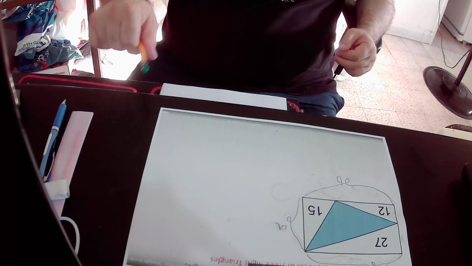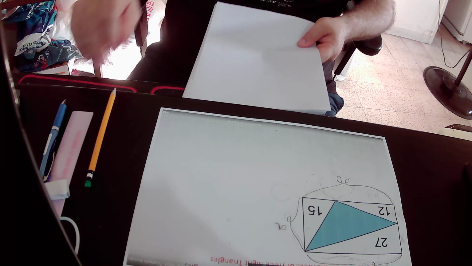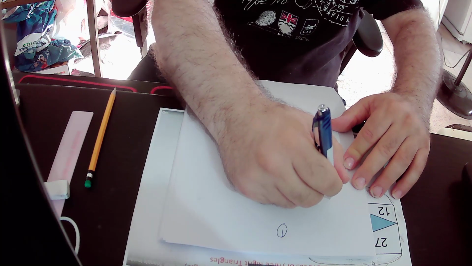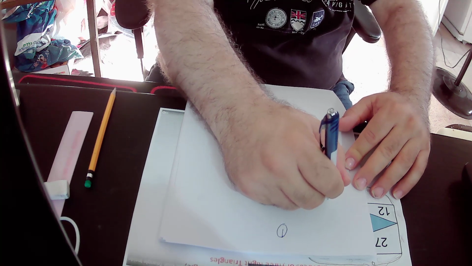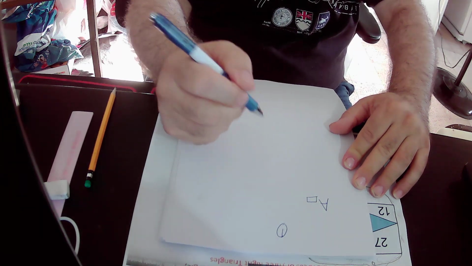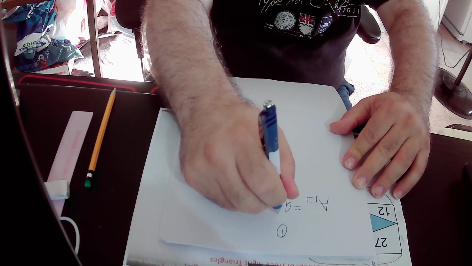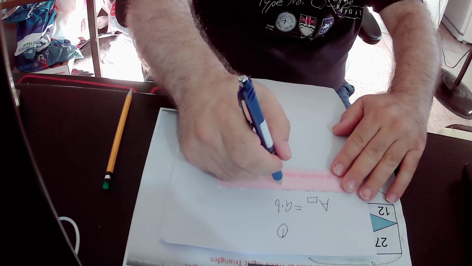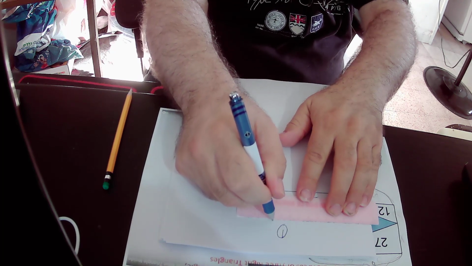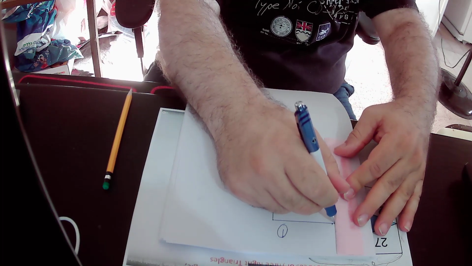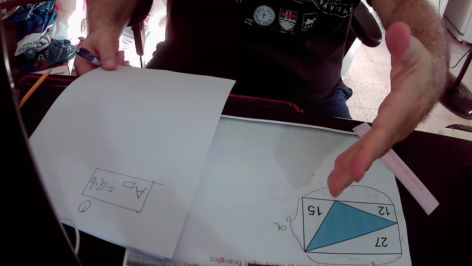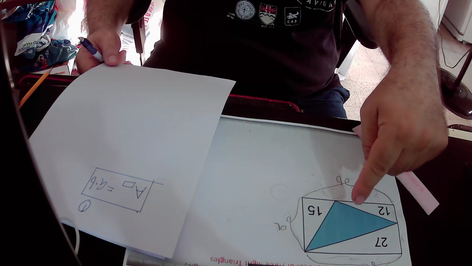So we can say that the area of this rectangle, we will mark the area as the capital letter A. The area of the rectangle equals A times B. So we will find the value of A times B, and then we will subtract from that value the sum of the areas of those three triangles that are given to us, and in this way we will get the area of the blue triangle.